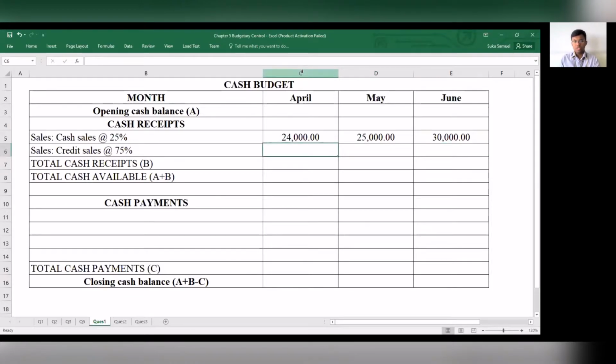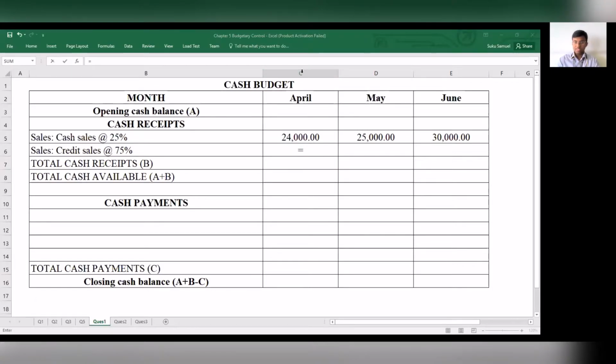Now let's move on to the credit sale. Remember, for credit sale there is a 1 month delay, or there is a 1 month credit period which is allowed to the customers. So in the month of April, which month's credit sale are you settling? You will be receiving the payment for the month of March.